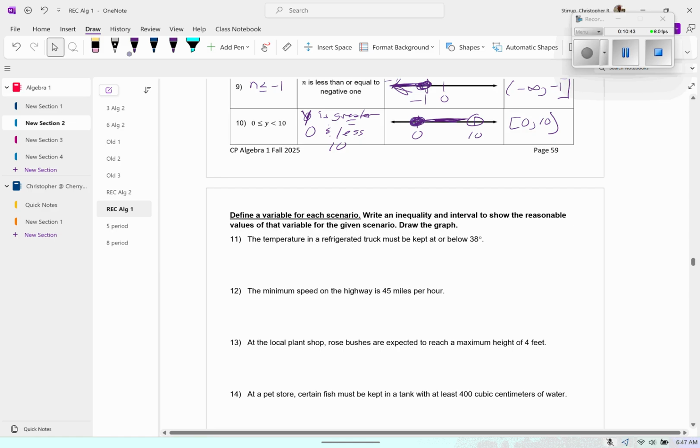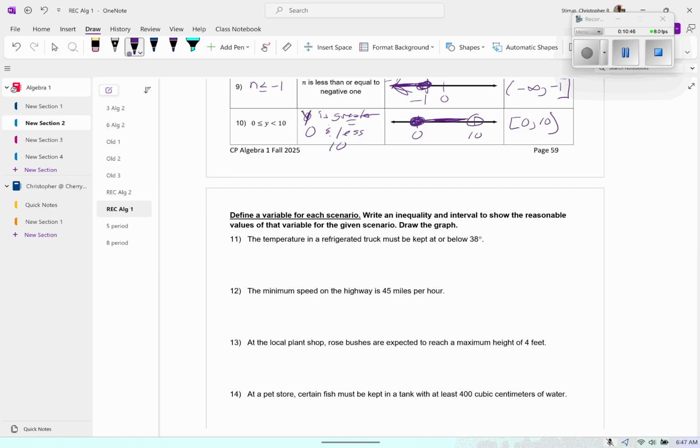It says write the inequality. Temperature in a refrigerated truck is kept at or below 38 degrees. So I guess you're going to negative infinity, 38 at or below. So you could say that x is less than or equal to 38. You drew this on a number line. You have 0 here, you have 38 here, solid dot, and it's going this way. So that's solid dot.